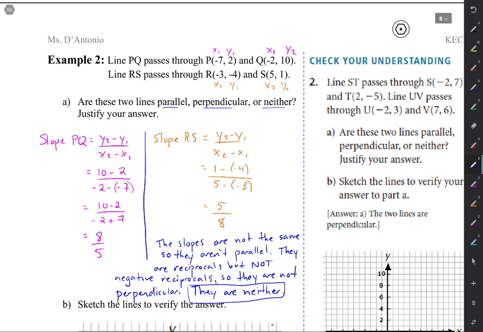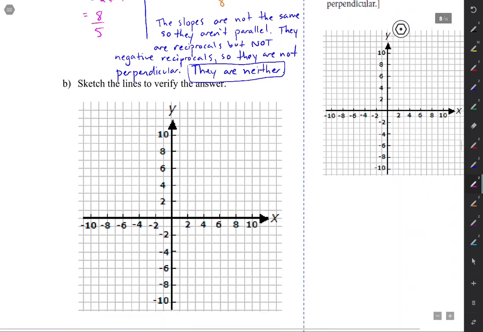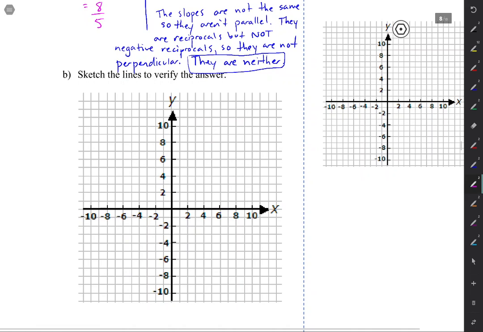In my concluding statement, I said the slopes are not the same, so they aren't parallel. They are reciprocals, but they are not negative reciprocals, so they aren't perpendicular either. So they are neither. Now we can sketch the lines to verify the answer. Let's see what these two lines look like once we graph them. I'm just going to cut ahead to where I have them graphed. We're just going to plot both the points on the graph and then connect them.